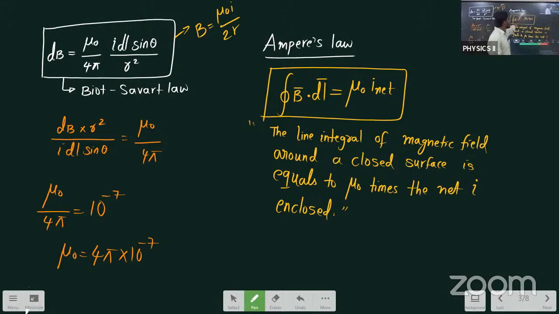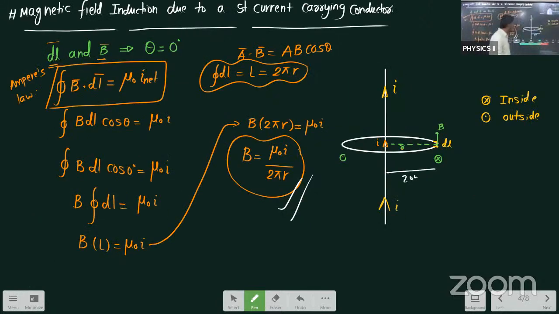Then we discussed Ampere's law and an application of that law. Whenever a current is flowing through a straight wire, we determined the magnetic field created at a particular distance R. And the answer we got was B equals mu naught I divided by 2 pi R.